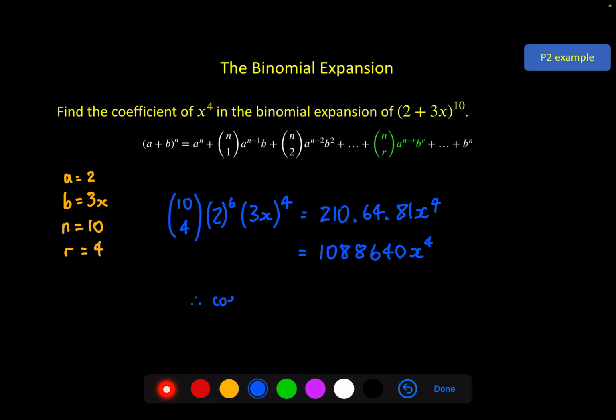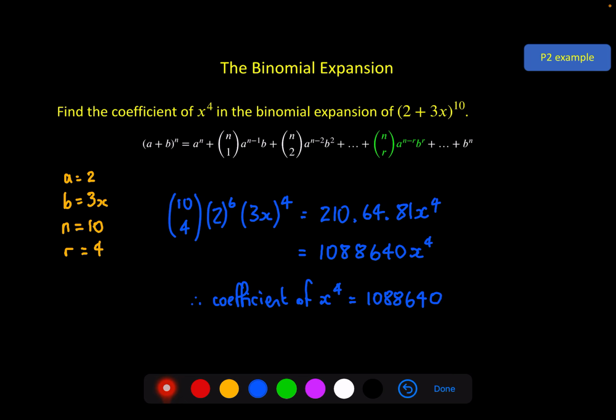Therefore, the coefficient of x to the power 4 is this number, without the x power 4. And that is our final answer to this question.